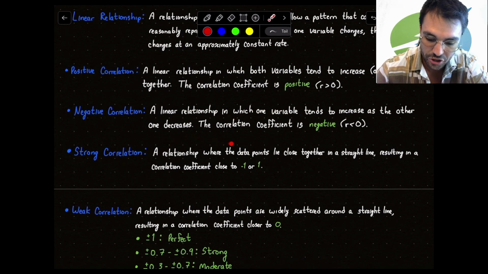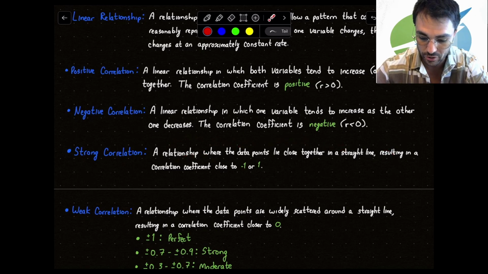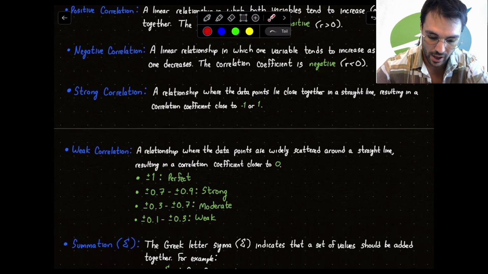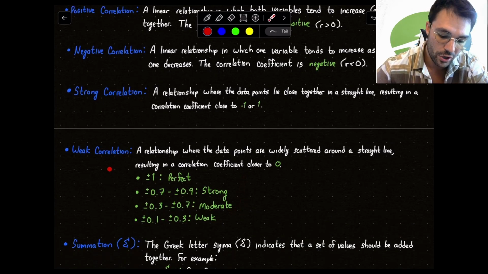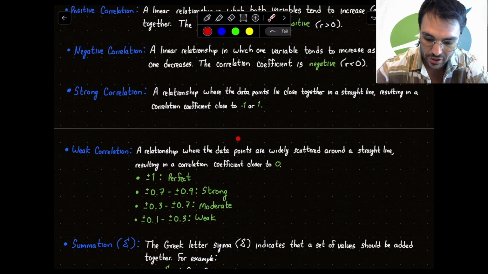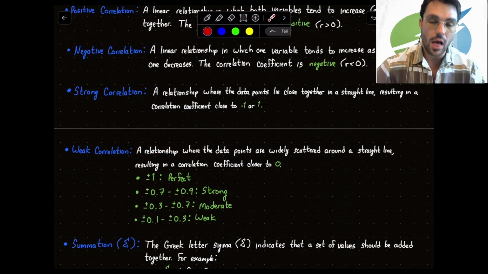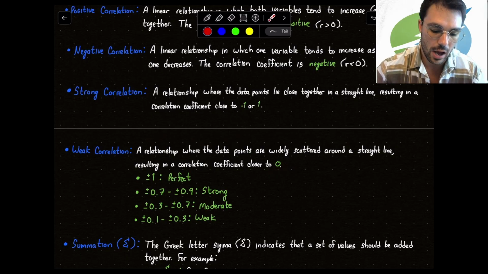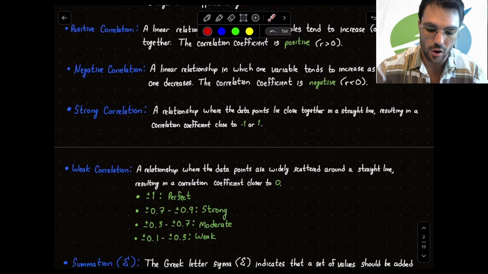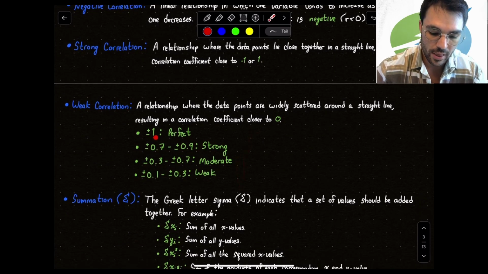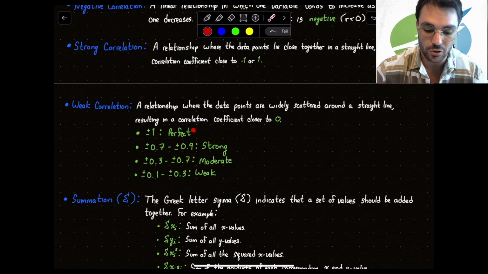Strong correlation: a relationship where the data points lie close together in a straight line, resulting in a correlation coefficient closer to -1 or +1. So like negative 0.95 or positive 0.9, that would be a strong correlation. I give some closer, better examples over here. Weak correlation: a relationship where the data points are widely scattered around a straight line, resulting in a correlation coefficient close to 0. I think in my linear regression video, I give visual examples of this, but as a recap, if the correlation coefficient is ±1, it's a perfect correlation.